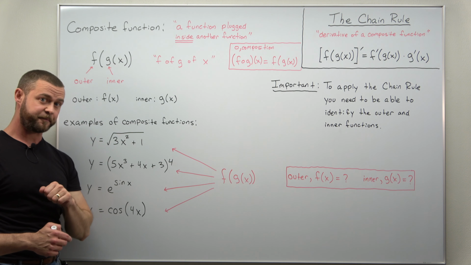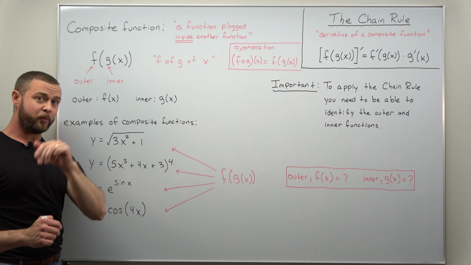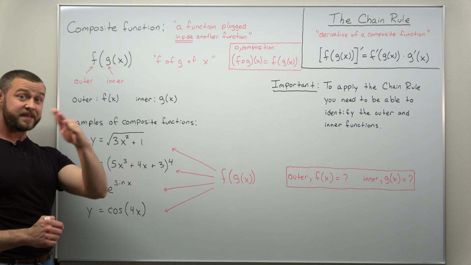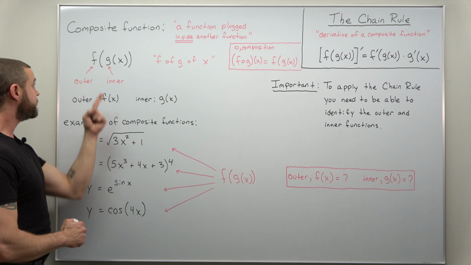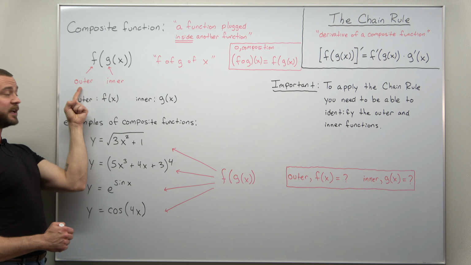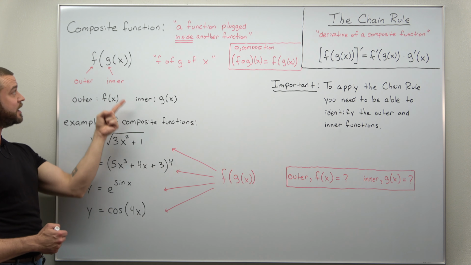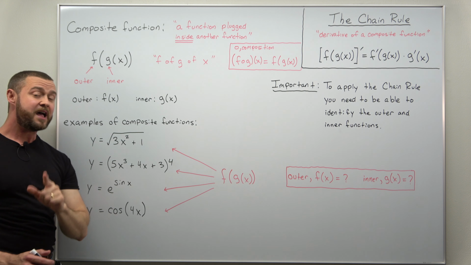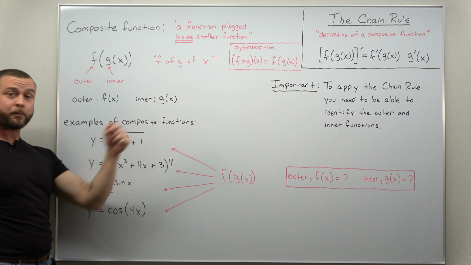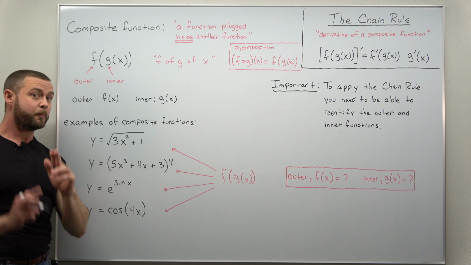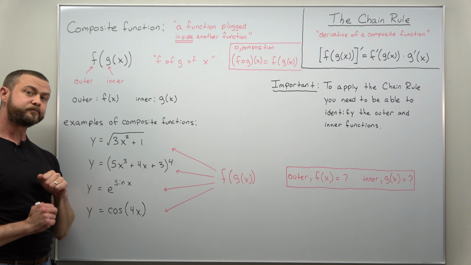Now the names that we'll be using here to address the outer and inner functions are standard. We're going to be referring to f as the outer function, and we're going to typically write that as f of x, and we'll be referring to g as the inner function, and we'll write that typically as g of x, both functions of x.